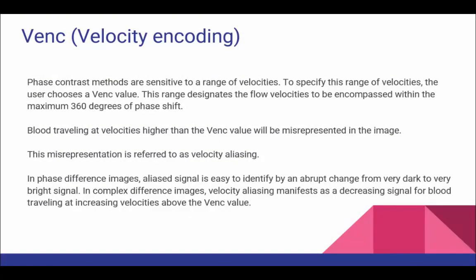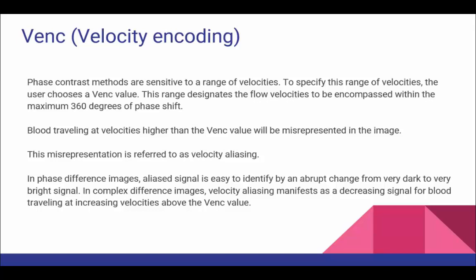This is another term we will learn about in MRA. Let's talk briefly about that. Phase contrast methods are sensitive to a range of velocity. To specify this range of velocity, the user chooses a velocity encoding value. This range designates the flow velocity to be encompassed within the maximum 360 degrees of phase shift. The velocity encoding is inversely related to the area of the flow encoding gradient.